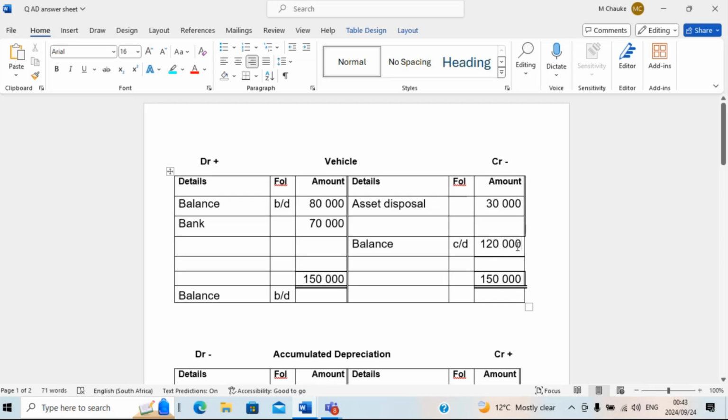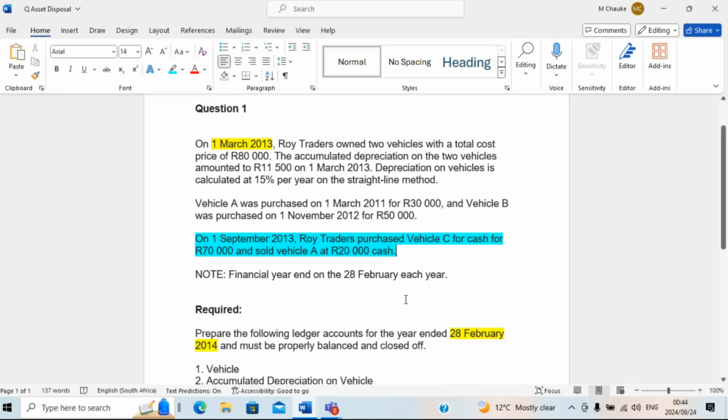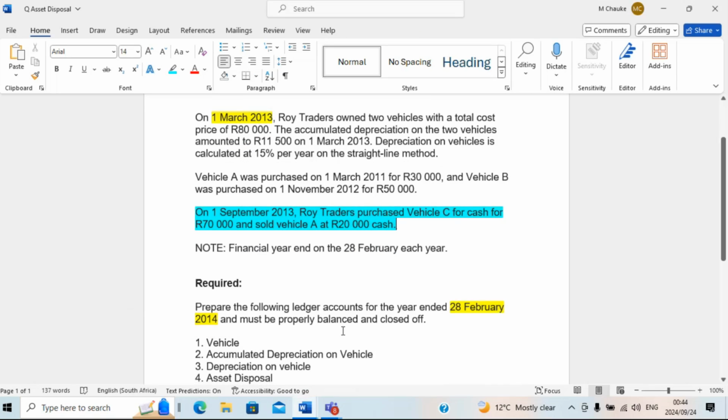And then these vehicles, as we close with them, we have to indicate on the credit side below balances that this is the balance that we're going to open with in the following year. Because any amount or any cost that we close with, we're going to open with the following year. And when they say on the question or additional information here, if you check the required part, they say these accounts that you are preparing must be properly balanced and closed off, right?